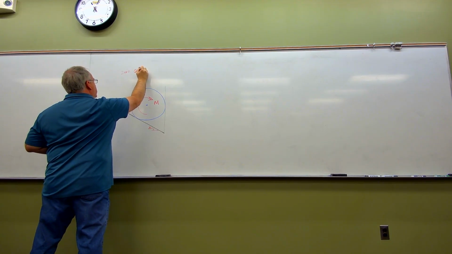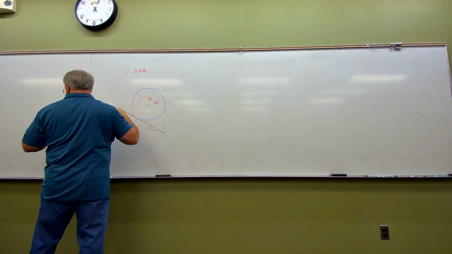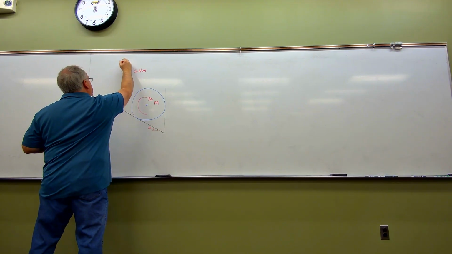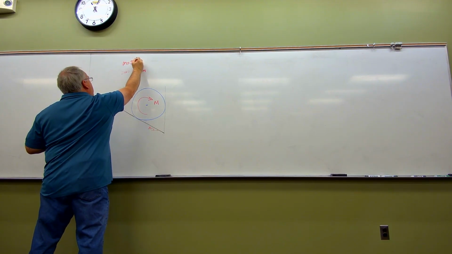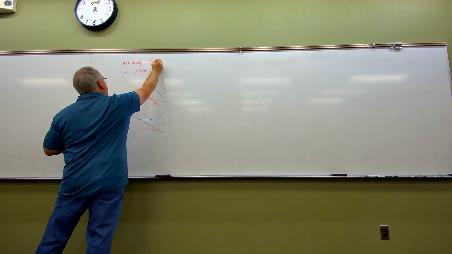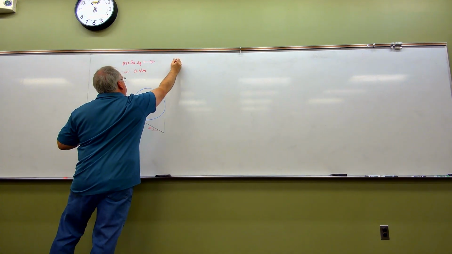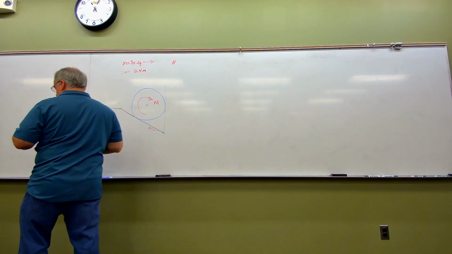I'll convert it over to meters. So 0.4 meters is the diameter, and we are told that the mass of this cylinder is 30 kilograms, so we know we're going to have to convert that over to some amount of newtons. It's not a weight yet, we got to do that part.